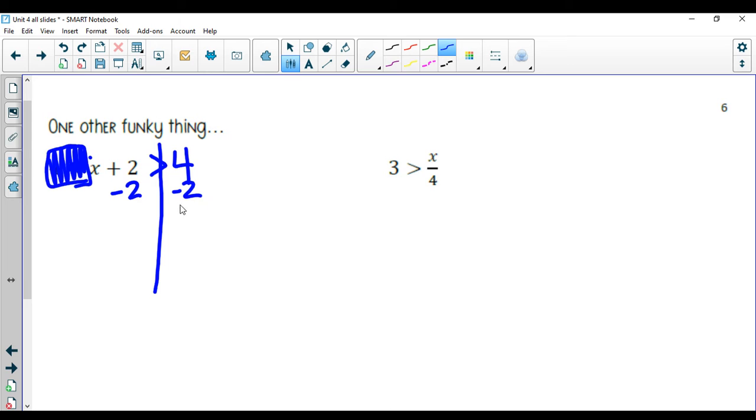So I'm going to subtract 2 on both sides. Adding and subtracting is exactly the same. X is greater than 2.